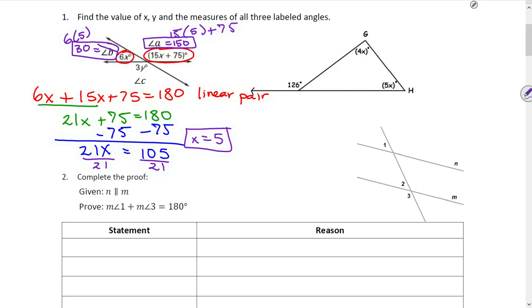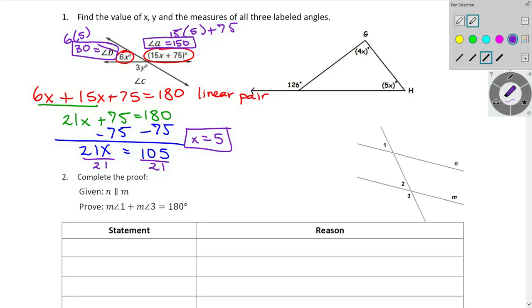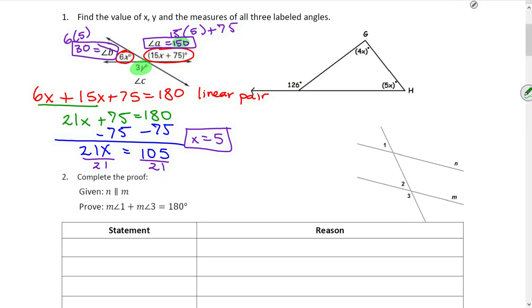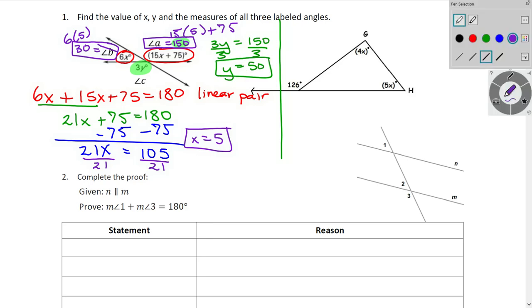I now need to find y. I look right here and notice that 3y is equal to 150. Those are equal because they are vertical angles. So I'll write the equation. I'm running out of space, and I want to leave space for that problem over there, so I'm going to go over here in this little space. I have 3y is equal to 150. y is being multiplied by 3, so the opposite is divide by 3 to both sides so it stays equal, and I get y is equal to 50. And again, because they're equal, c must also be 150.